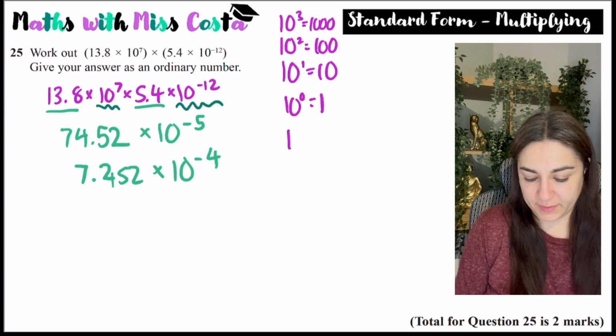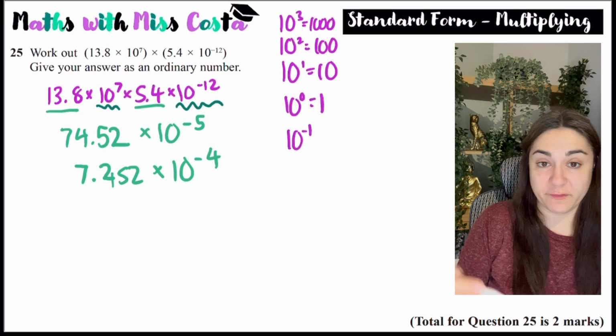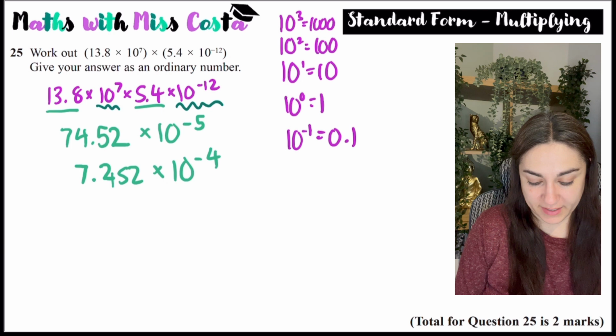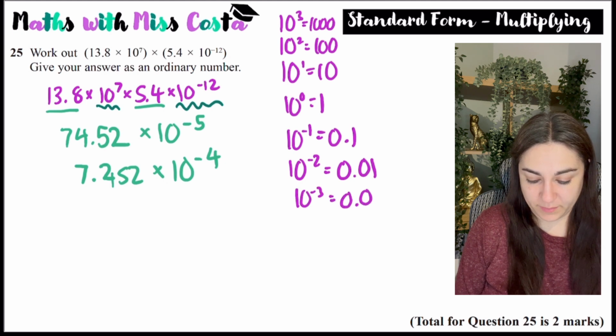10 to the power of 0 is 1. 10 to the power of minus 1, following this pattern, each time I'm dividing by 10, so that would be 0.1. 10 to the power of minus 2 would be 0.01. To the minus 3 would be 0.001. And to the minus 4 would be 0.0001.